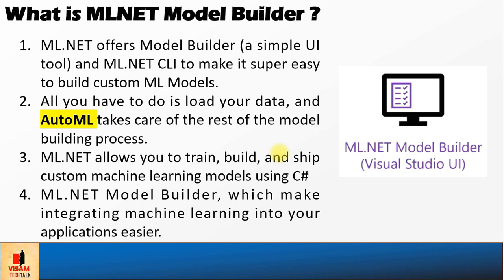So ML.NET is providing a tool called ML.NET Model Builder, which is a simple UI tool. What you need to do is load your data, and this data is going to be taken care of by the AutoML, and it is going to train the model, build the model, and deliver whatever code is required. It generates the code for model training and consumption. These are all the steps taken care of by the AutoML in ML.NET Model Builder. Let's see how we are going to follow these steps in a practical example.